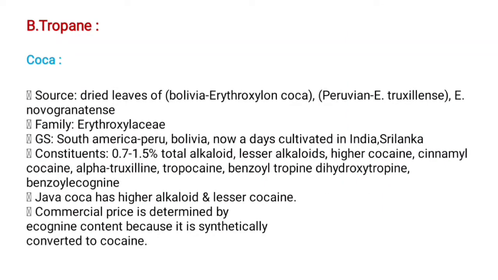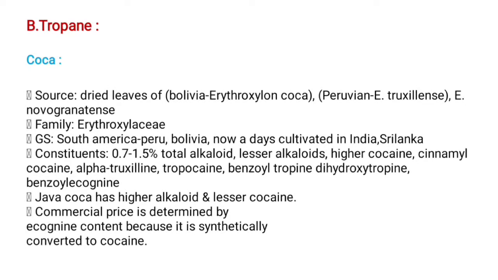Second, tropane. Example is coca. Biological source is dried leaves of Bolivian Erythroxylon coca and Peruvian Erythroxylon truxillense. Family is Erythroxylaceae. Geographical source is South America, Peru, Bolivia, and nowadays cultivated in India and Sri Lanka.